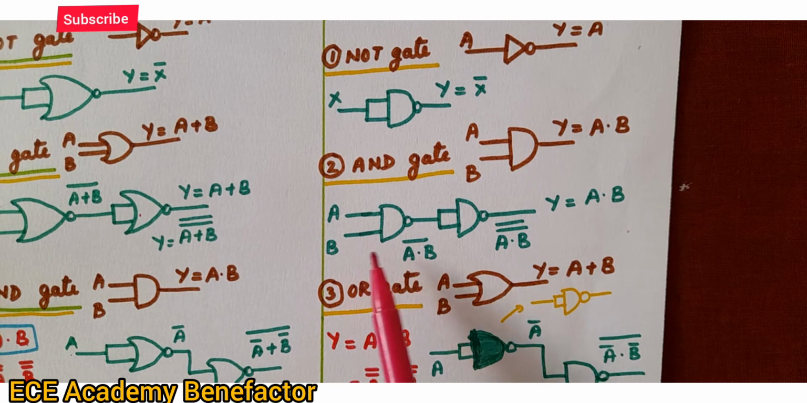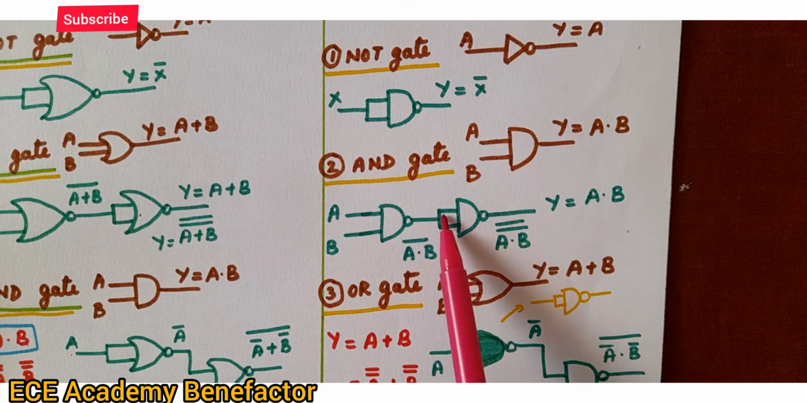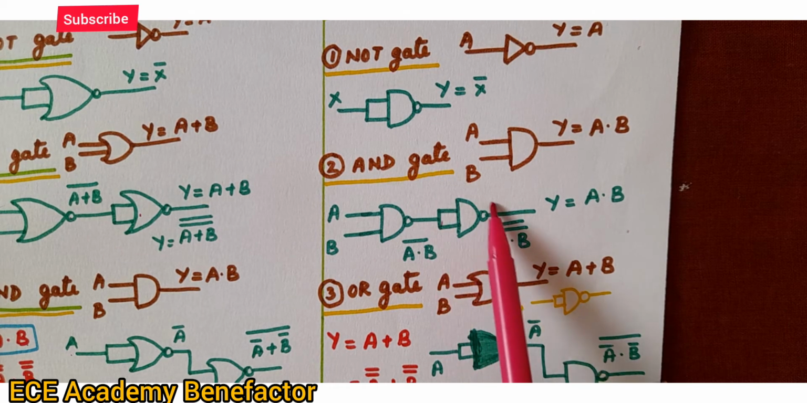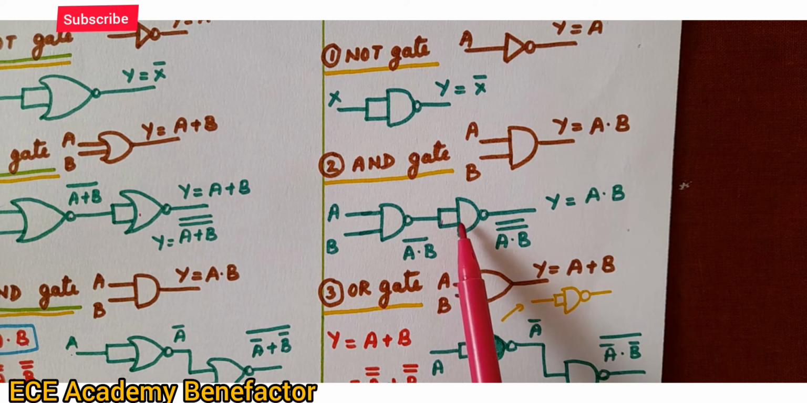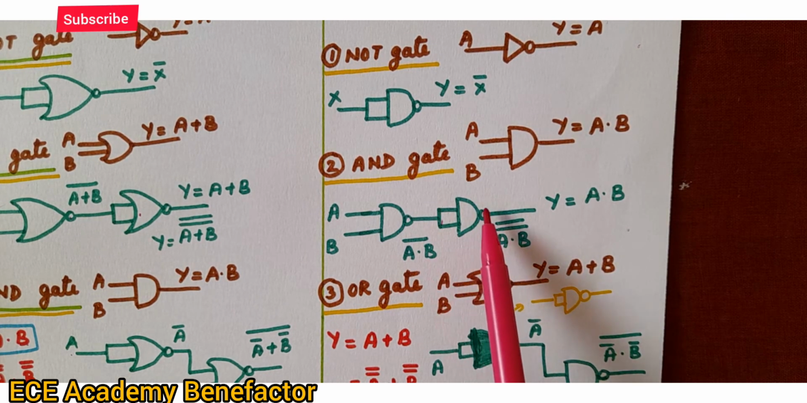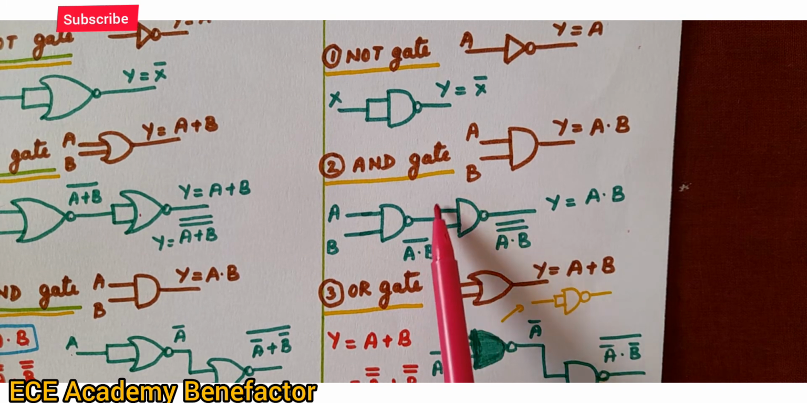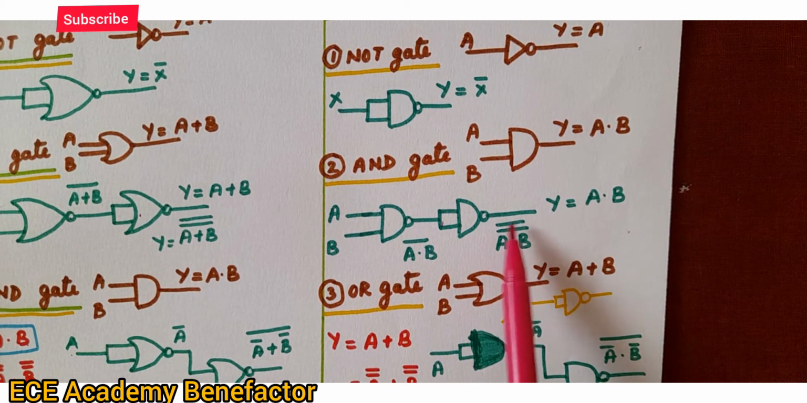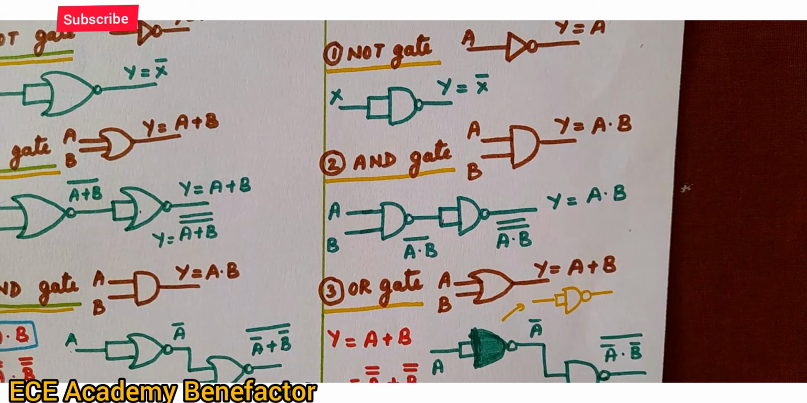You have to remove this bar sign. How can you do that? You can put a NOT gate. What is a NOT gate? When both the input terminals of the NAND gate are connected, it becomes a NOT gate. So A dot B the whole bar, when passed through the NOT gate, becomes double complement, which is equal to Y is equal to A dot B.